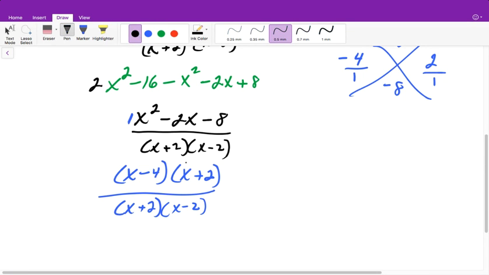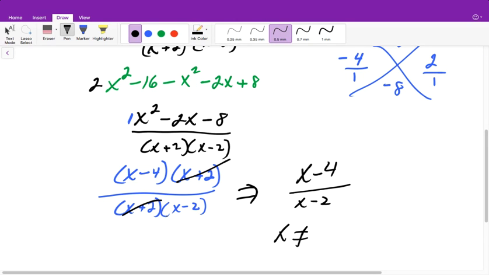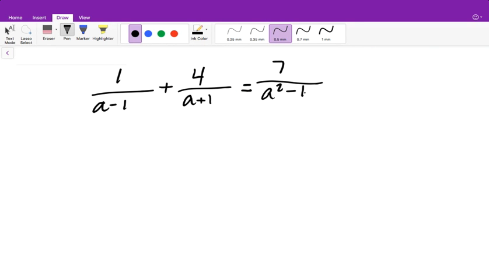So then these factors cancel, and we're just left with x minus 4 over x minus 2. And remember, we have to say what x cannot be, so it's this factor and this factor, so it's negative 2 or positive 2.